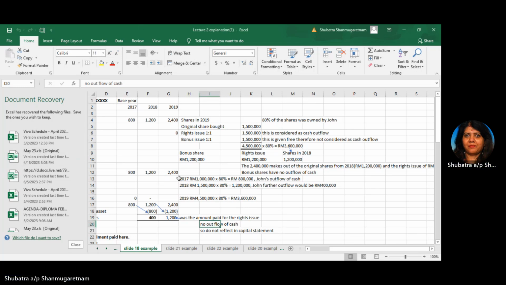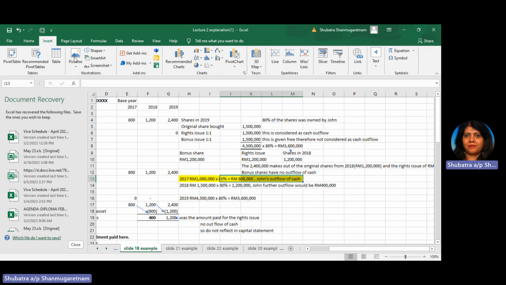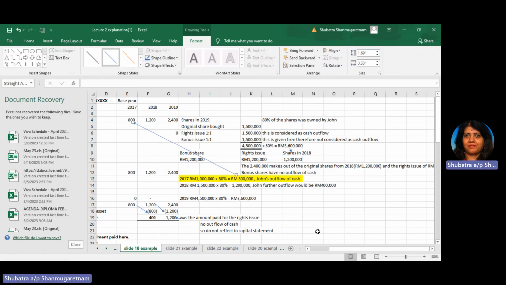So, this explanation. Now, in 2017, the share capital was 1 million. Out of that, 80% is owned by Mr. John, meaning that Mr. John's share of the shares was 800,000. That means he physically paid 800,000 to buy the shares. So there was a physical outflow of cash of 800,000 in 2017. And that is how it is reflected here. The 800,000 is reflected there.